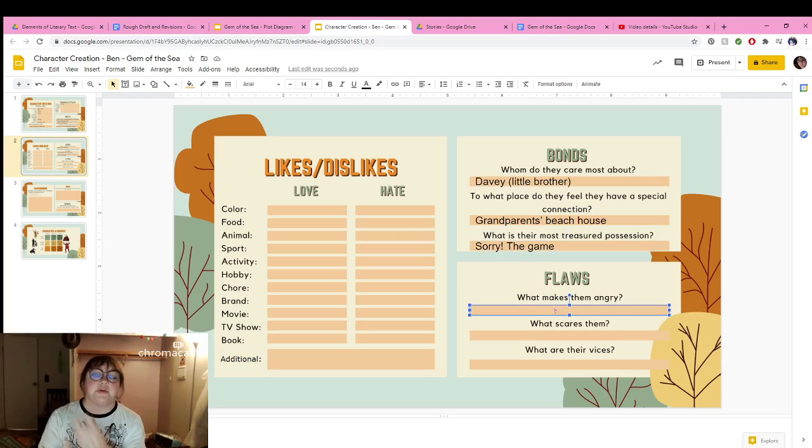Flaws. So important. They have to have flaws. If not, your character is just boring. We need to know what makes them angry. So things that make him angry. His brother makes him angry.